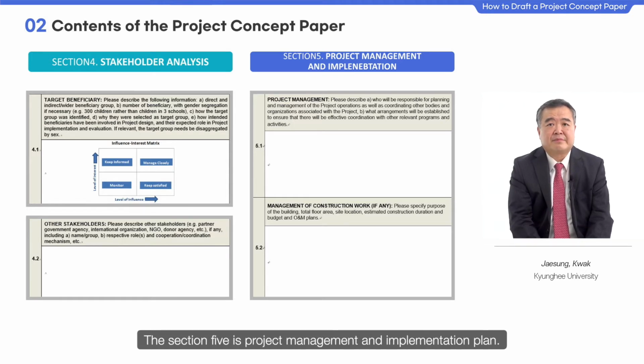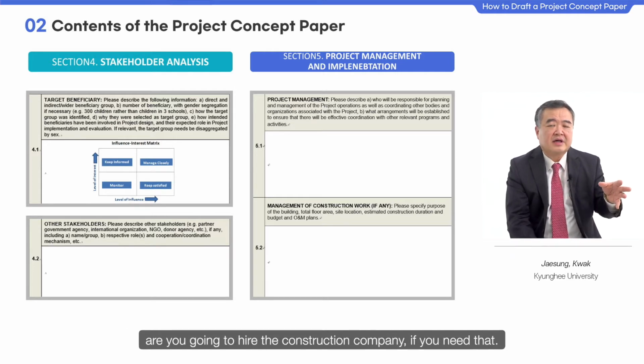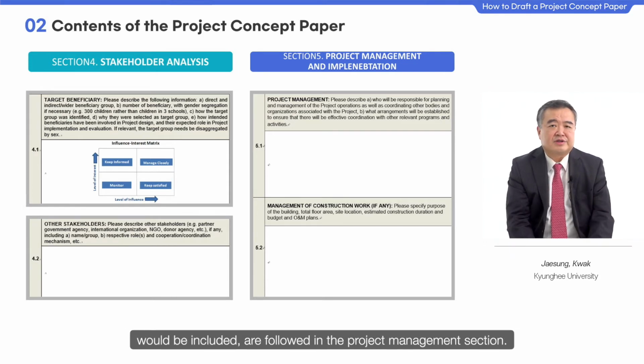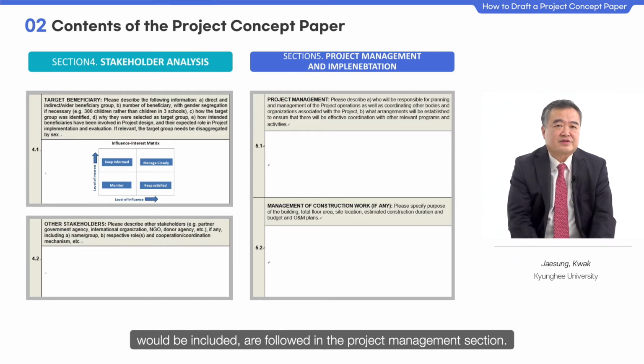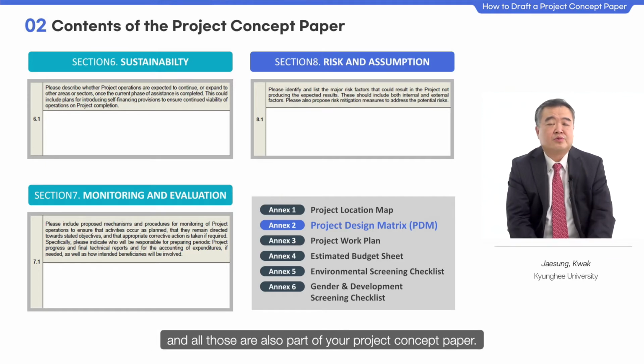Section 5 is a project management and implementation plan. So how are you going to manage it? Are you going to hire external consultants? Are you going to hire the construction company if you need that? And then what kind of constructions, methodologies, and management would be included are followed in the project management section. And then later, sustainability and monitoring and evaluation scheme and risk and assumptions, and all those are also part of your project concept paper.